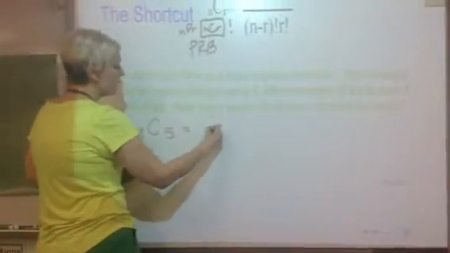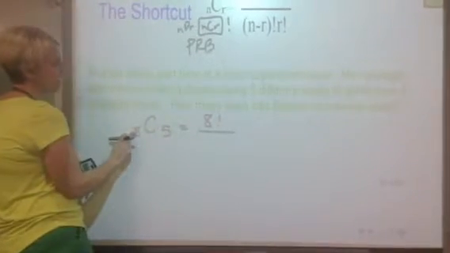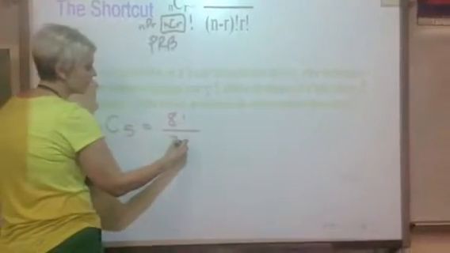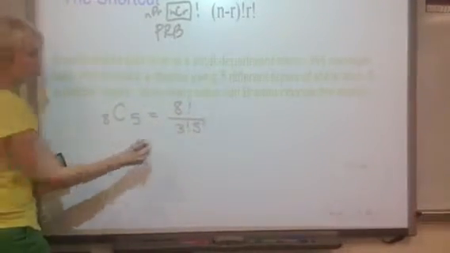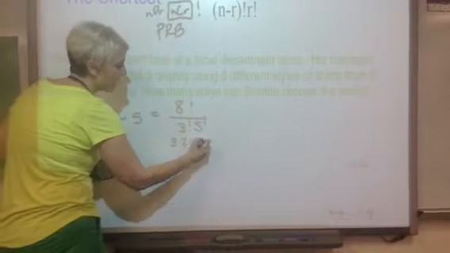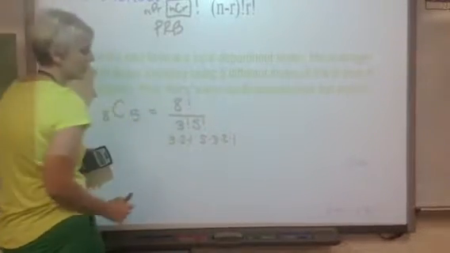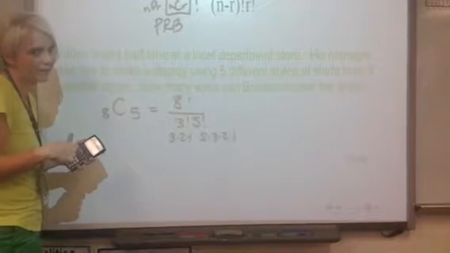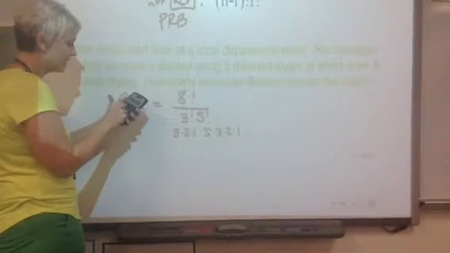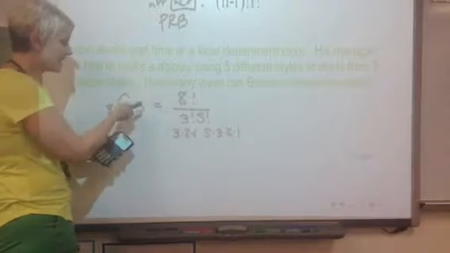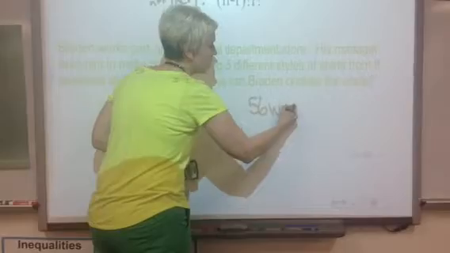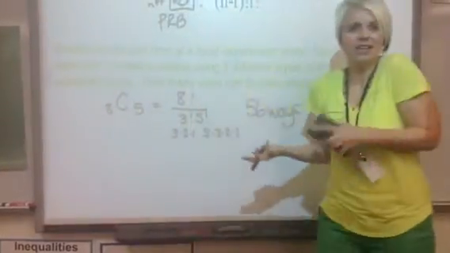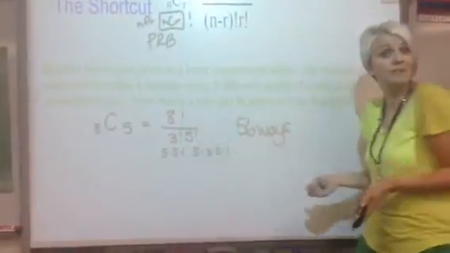Now you can fill out the formula if you would like and do 8 factorial over 8 minus 5, which is 3 factorial, times 5 factorial. Now, when you do this, this is 3 times 2 times 1 times 5 times 3 times 2 times 1. I don't know about you, but I think the key is going to be way easier than this. So I type in my 8, PRB, I scroll over to my nCr, and then I'm going to just hit that key, and it's 56 ways. Order didn't matter here. He could have 2 different styles of shirts back to back, and that would be okay.